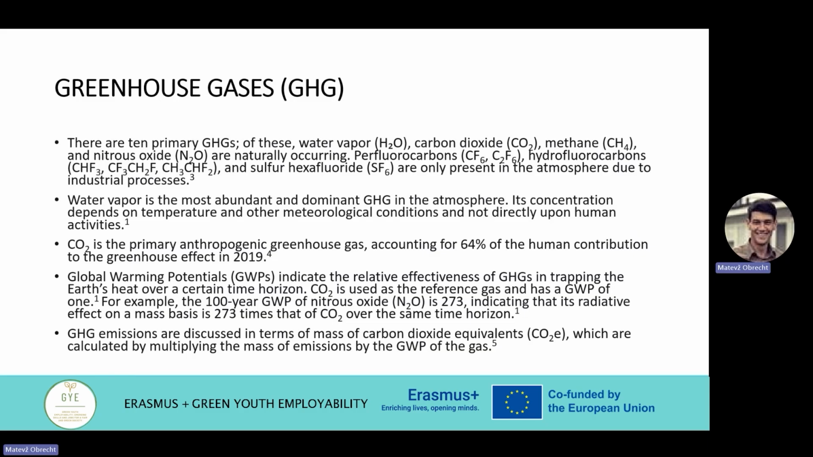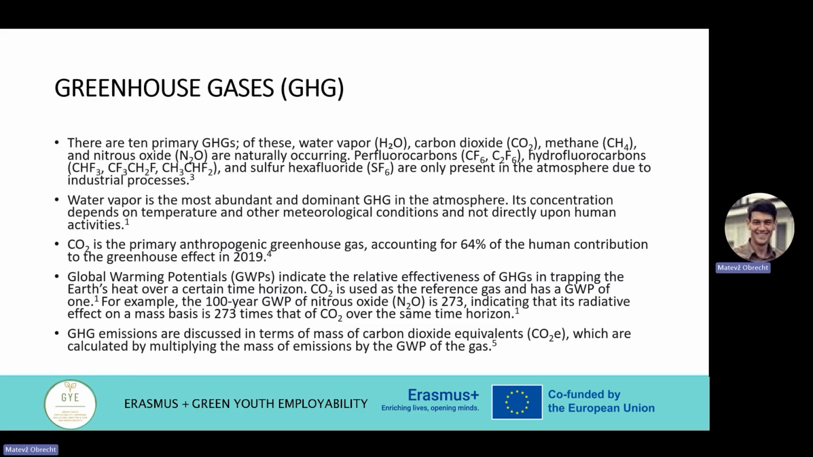Water vapor is the most abundant and dominant greenhouse gas in the atmosphere. Its concentration depends on temperature and other conditions, so not directly just upon human activities. On the other hand, CO2 is the primary anthropogenic greenhouse gas, accounting for approximately 2/3 of the human contribution to the greenhouse effect. So that means also the most important one, the gas with the biggest quantity in our atmosphere, talking about the greenhouse gases.